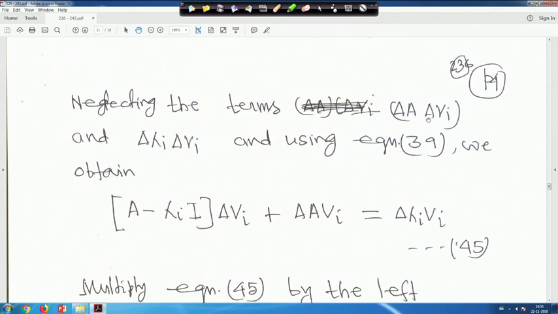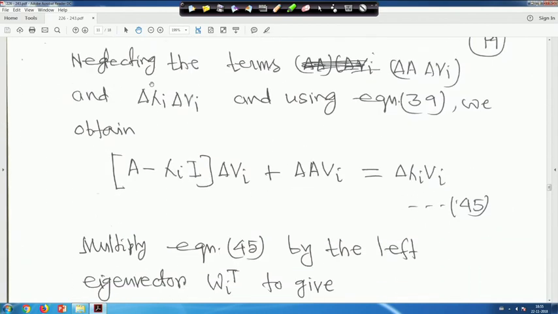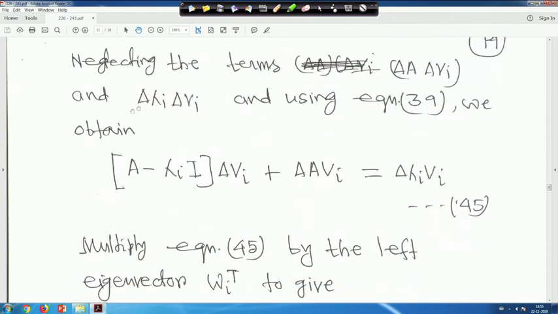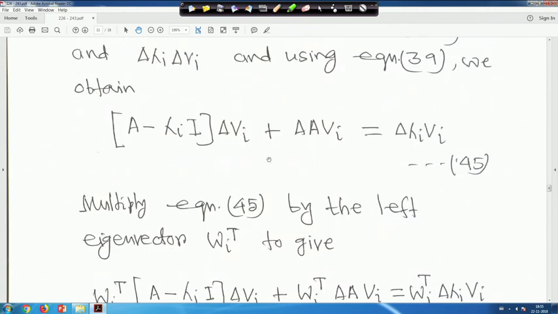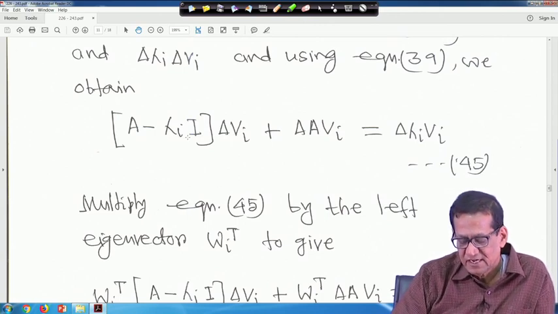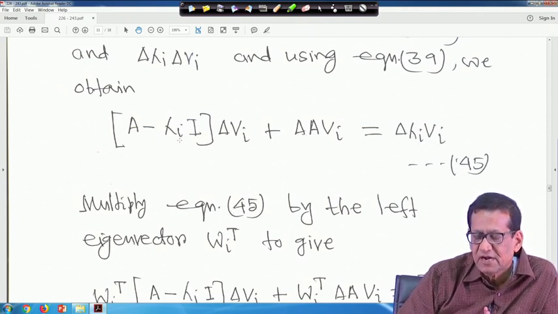So, neglecting the terms delta A delta v_i and delta lambda_i delta v_i, and using equation 39, we obtain from equations 44 and 39: (A minus lambda_i I) delta v_i plus delta A v_i is equal to delta lambda_i v_i. This is equation 45.